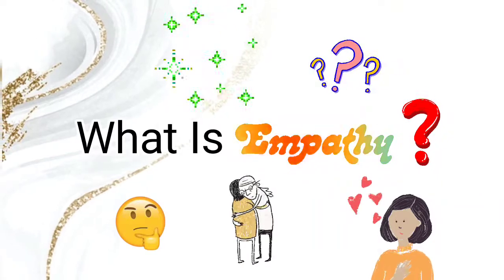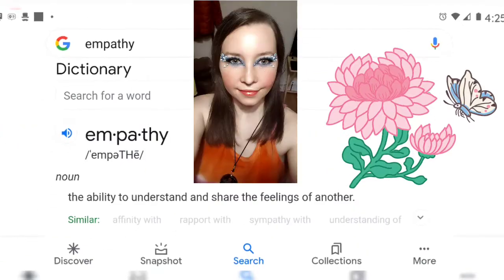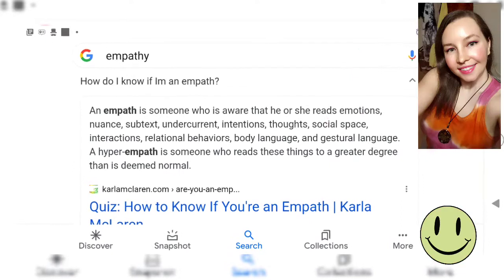What is empathy? Empathy is the ability to understand and share the feelings of another. How do I know if I'm an empath?